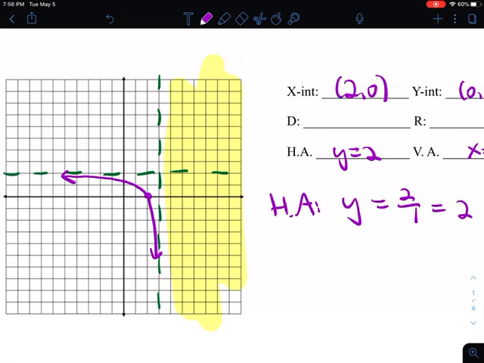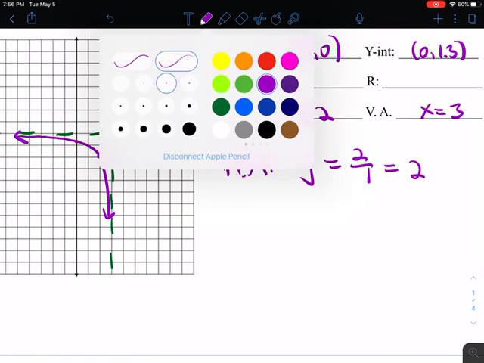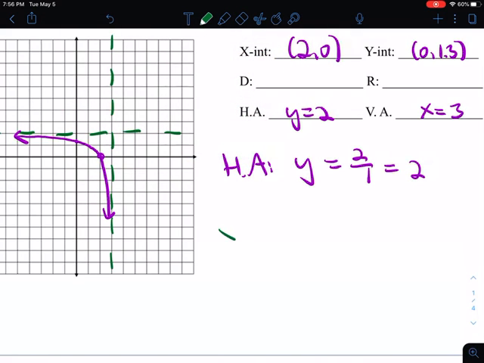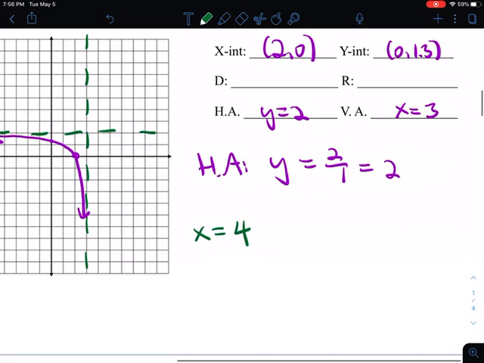Okay, so in that case, what can we do? Well, what you can always do with any graph, not just with rational functions, is you can just pick an x value randomly, and then see what the y value is. Okay, so in this case, I'm gonna pick an x value that's in this region, and then I'm gonna see where the y value is. So let's say I'm gonna pick x equals 4. I can pick 4 or I can pick 5, 6, as long as it's in the region that's to the right of my vertical asymptote.